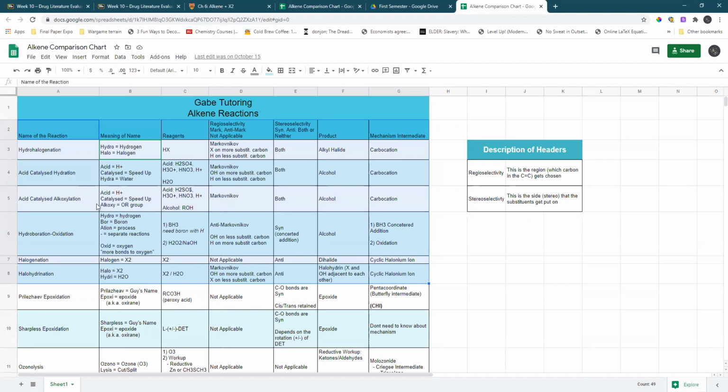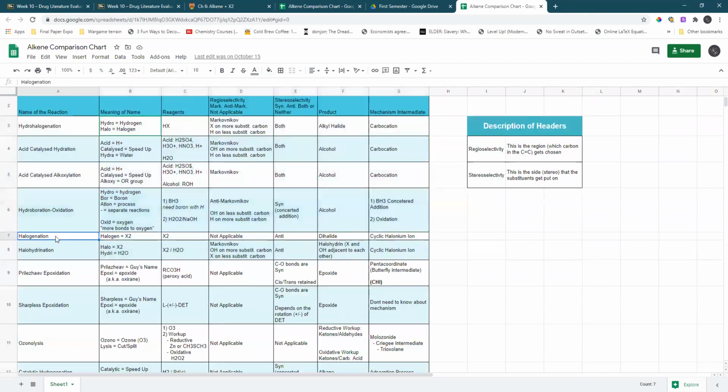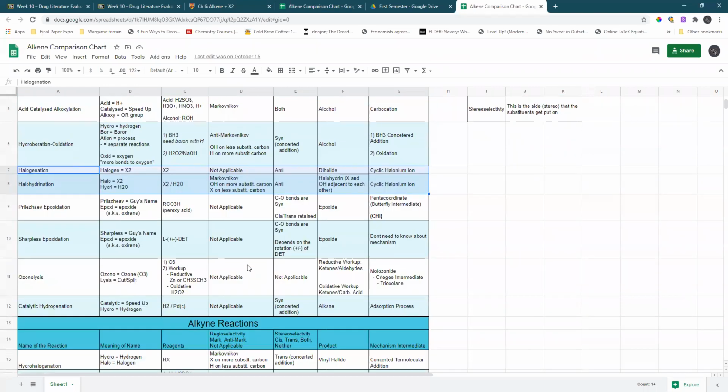The reactions are not hard. They're all comparisons. As long as you just remember these two are the same, these two are the same. This is a variation on hydration. This is an opposite of hydration. And these two are a pair. You'll be totally fine for the exam.